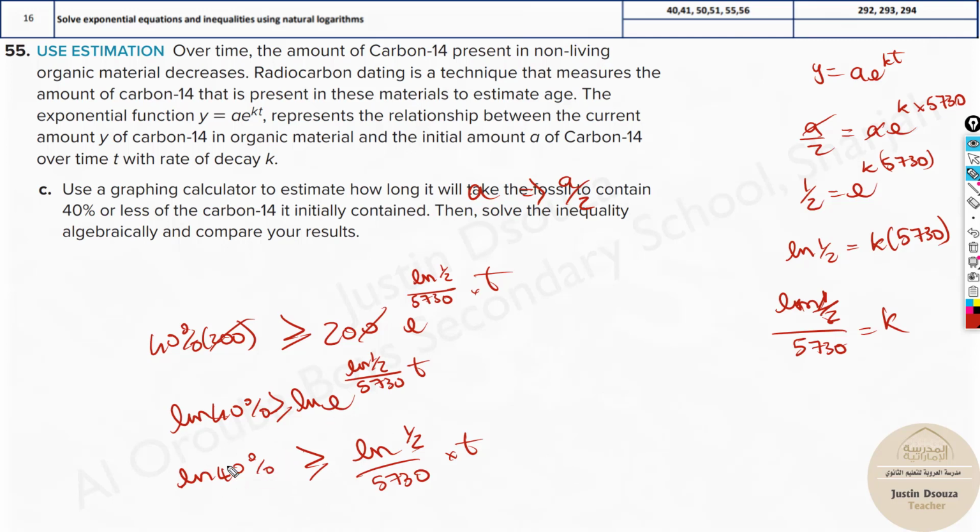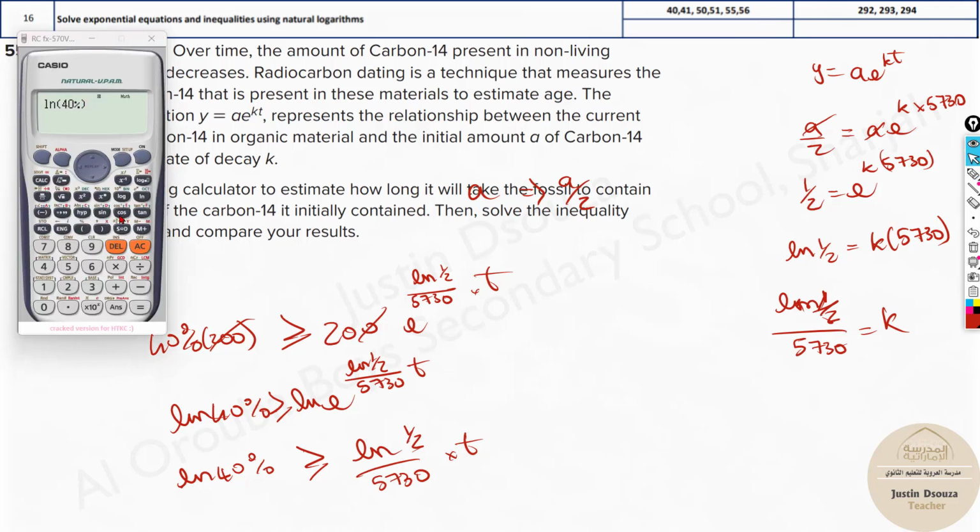It is very important to solve it by parts. Don't just put everything in the calculator because it's an inequality. If it was an equation, it's fine, directly put it in the calculator and you get the answer. So let me first do the left side, ln 40%. How much is it? I'll write it out over here, negative 0.9163. It's greater than or equal to.